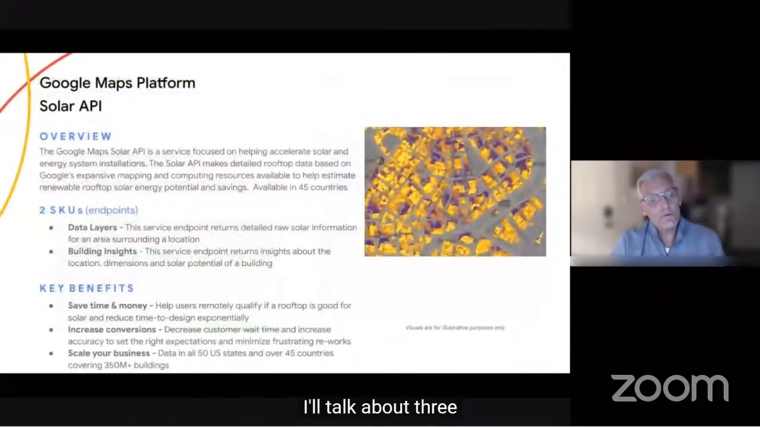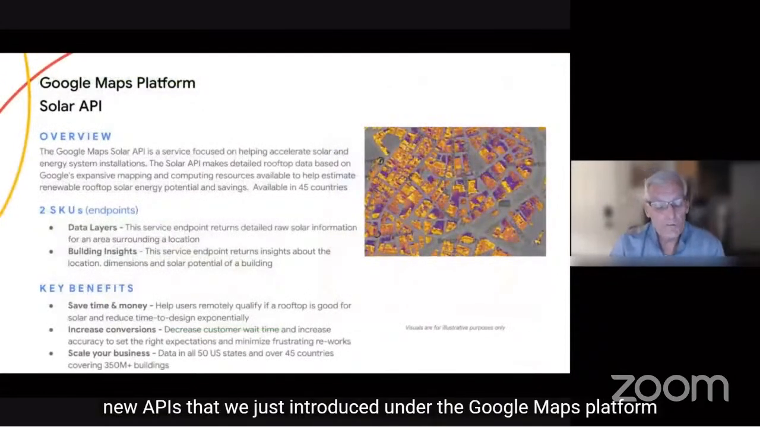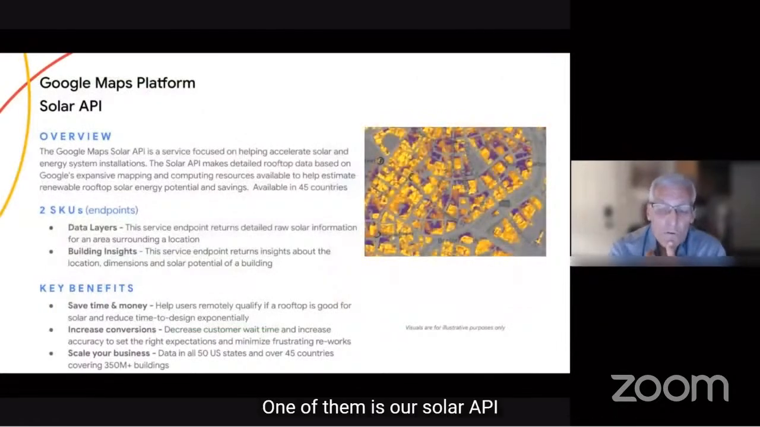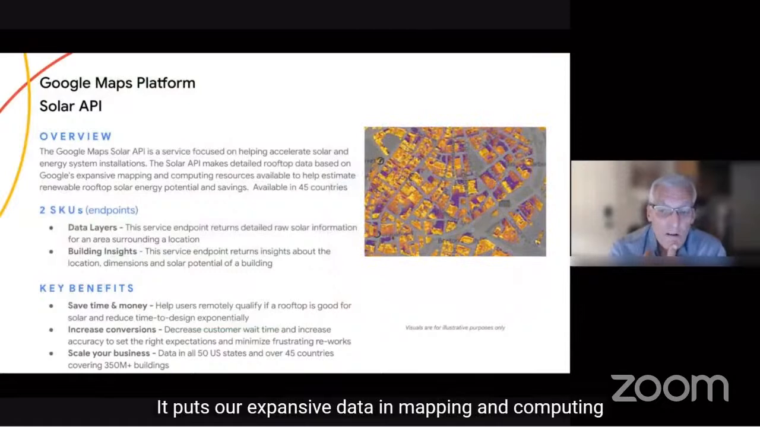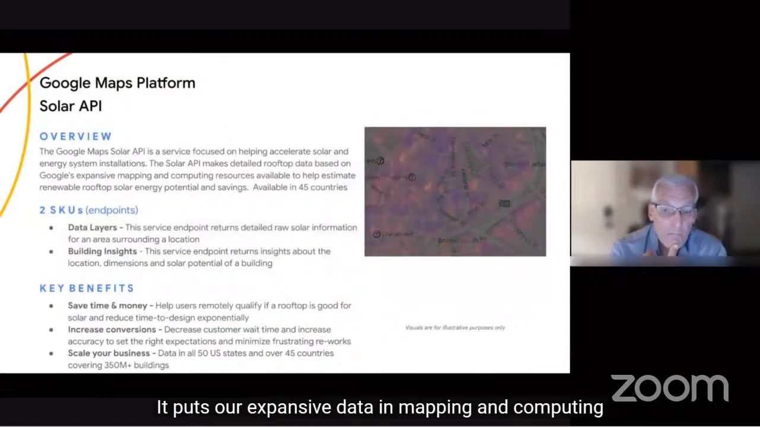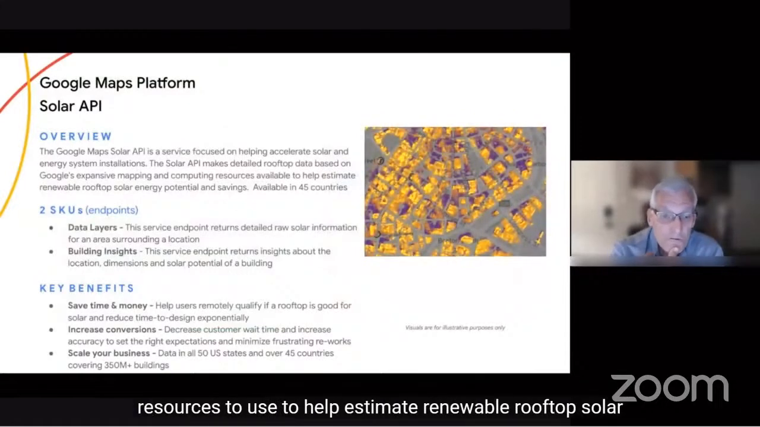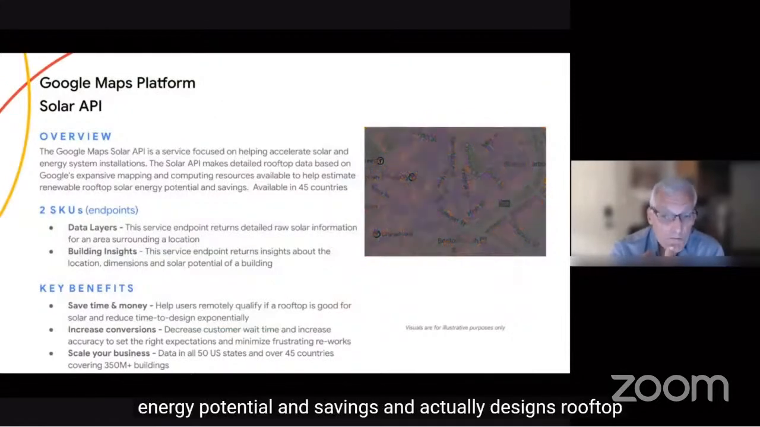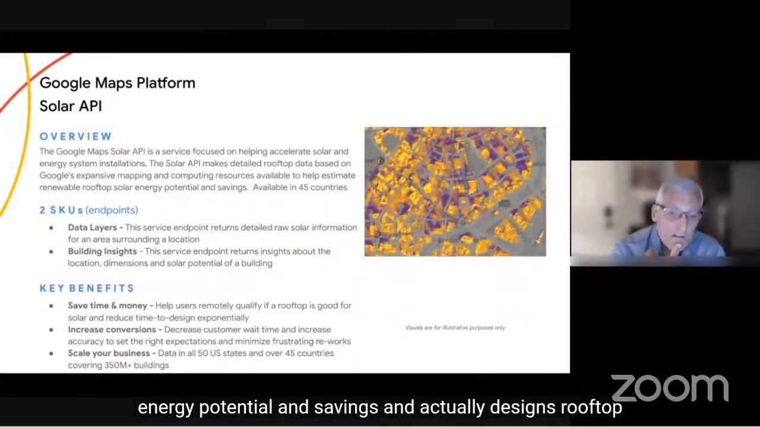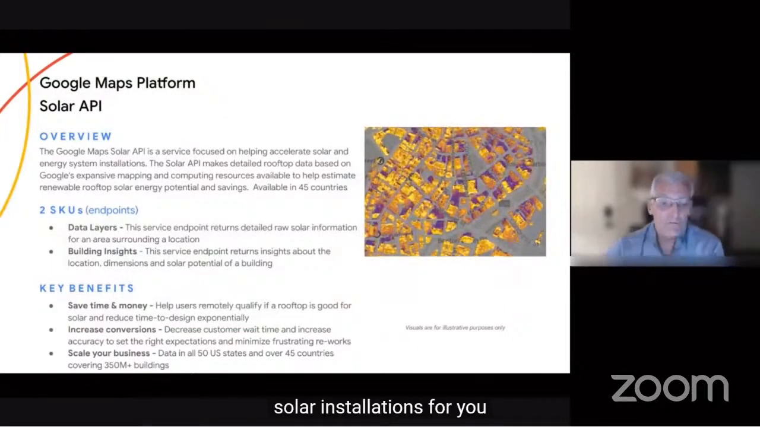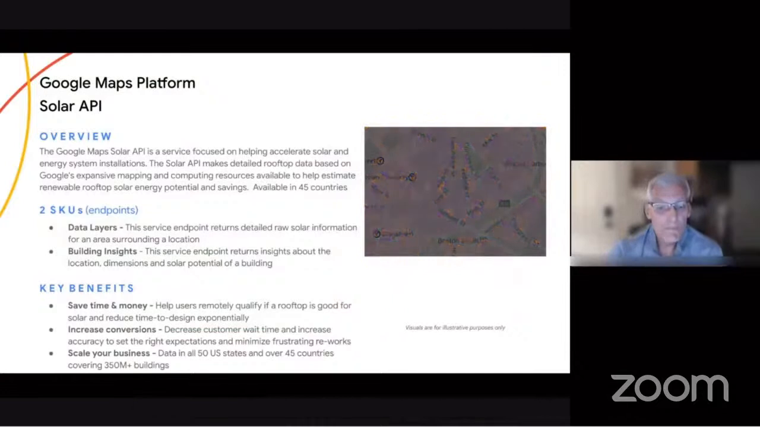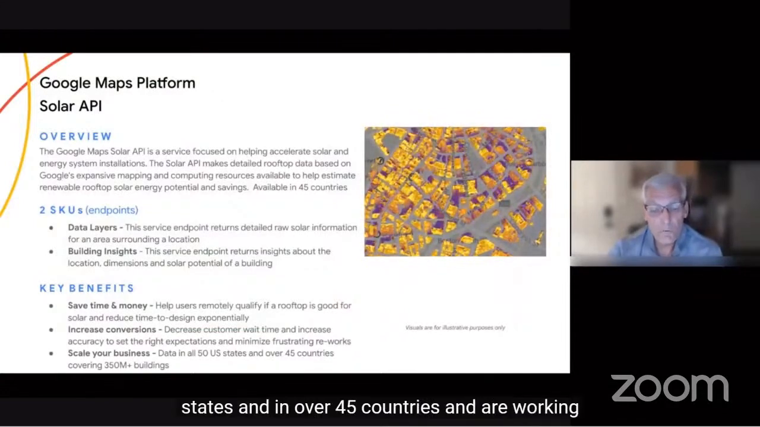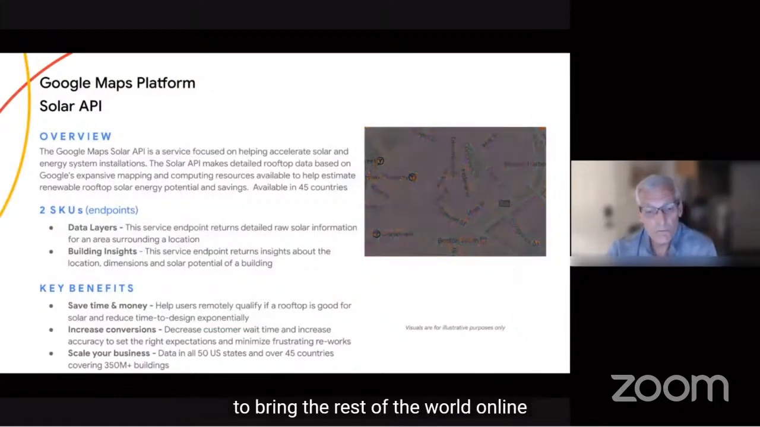I'll talk about 3 new APIs that we just introduced under the Google Maps platform. One of them is our Solar API. It puts our expansive data in mapping and computing resources to use to help estimate renewable rooftop solar energy potential and savings, and actually designs rooftop solar installations for you. We've released it in all 50 US states and in over 45 countries, and are working to bring the rest of the world on.